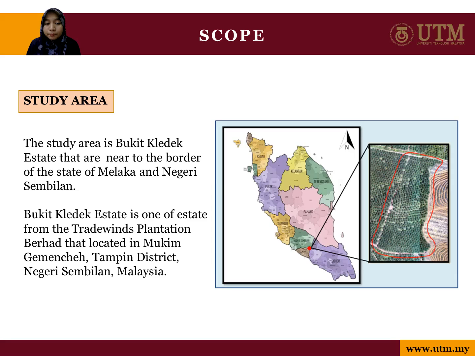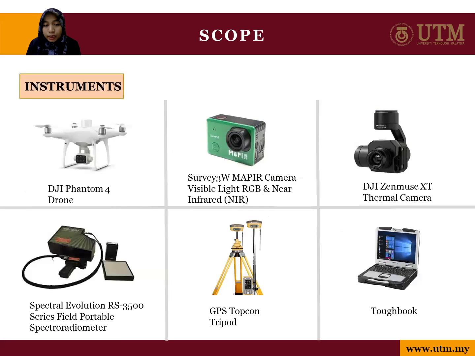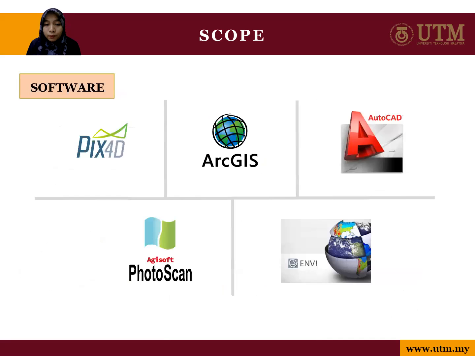There are 6 instruments that were used in this study, which are DJI Phantom 4 drone, Survey 3W multi camera, DJI Zenmuse XT thermal camera, Spectral Evolution RS 3500 series field portable spectral radiometer, GPS Topcon tripod, and lastly, Toughbook. So for software, there are 5 software that were used to process the data, which is Pix4D, ArcGIS, AutoCAD, Agisoft Photoscan, and ENVI.